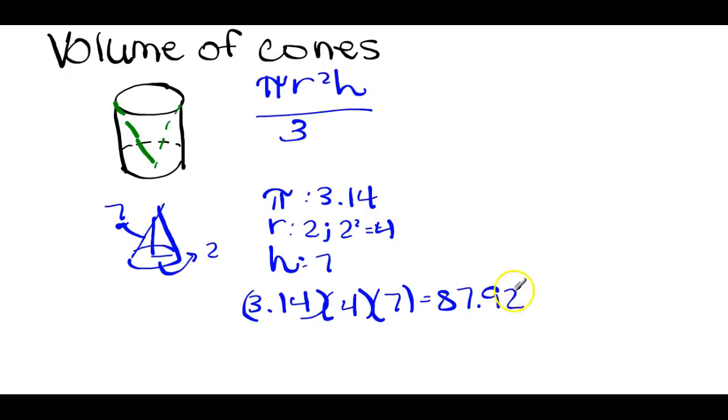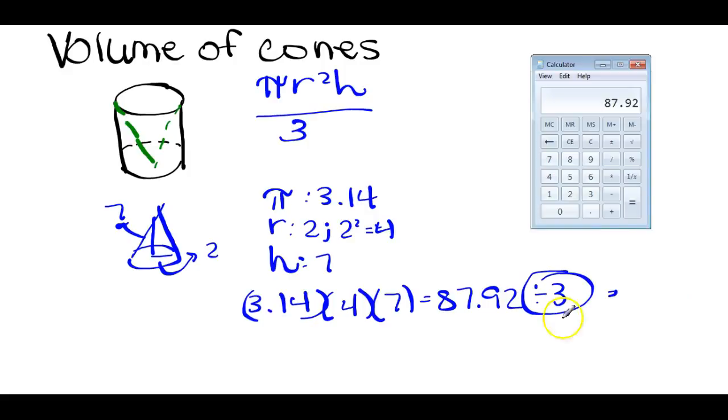But we can't end there because remember, we also have to divide this by 3 because this is only a third of the volume. It can only hold a third as much as an actual cylinder. So I'm going to take that 87.92. I'm going to divide it by 3. Ooh, and this is going to be a really odd number. So let's just round this. It'll be 29.31 because that 6 next to that 0 makes the hundredths place round up.